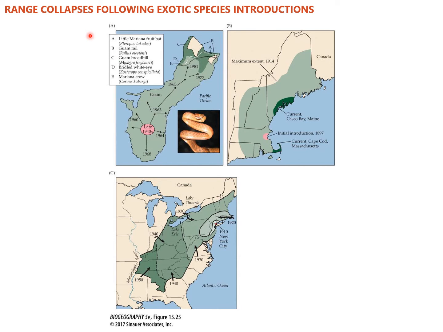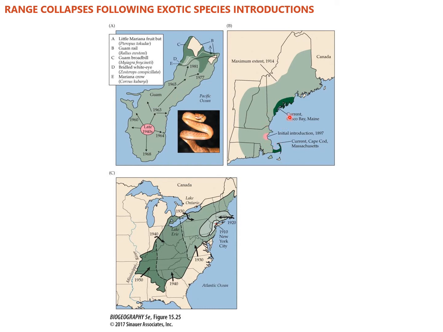Something else, sometimes it's in response to an introduced species. So this is the brown tree snake in Guam that was introduced in the late 1940s, and you're seeing this range collapse of a number of different species, from this fruit bat to this rail and broadbills and these other crow species and other bird species, I think, where this introduced species just basically preyed on these things that had never experienced this type of species before.